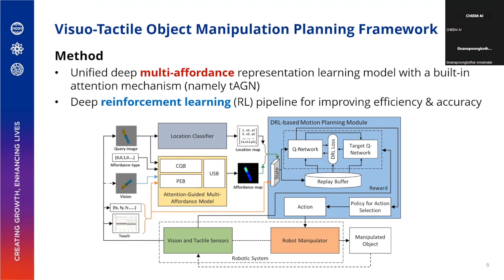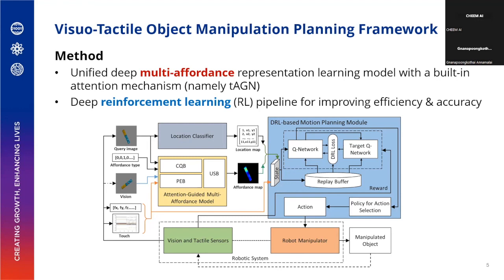Then the affordance type, and also we have the previous exploration results as another input to the model. With all this information, we will generate an affordance map. This map shows the manipulable locations of an object. That means it will show the robot the correct location for stable grasping or for translational pushing.